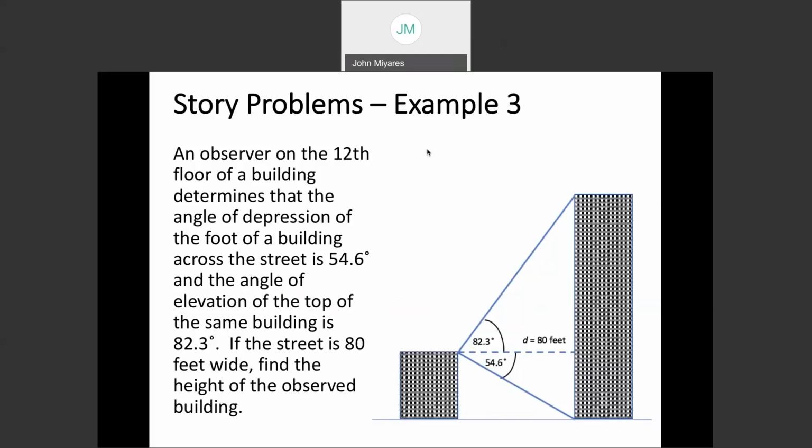We can't just try to solve for the entire height of the big building in one step because there isn't a right angle right there. What we could do is split it up into two right triangles by looking at this horizontal dash line that we put across the building here and here.